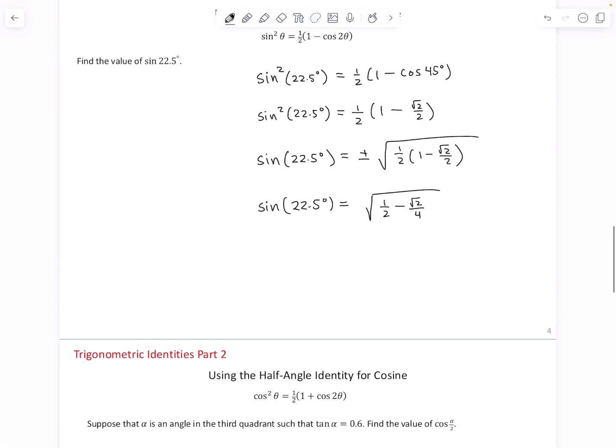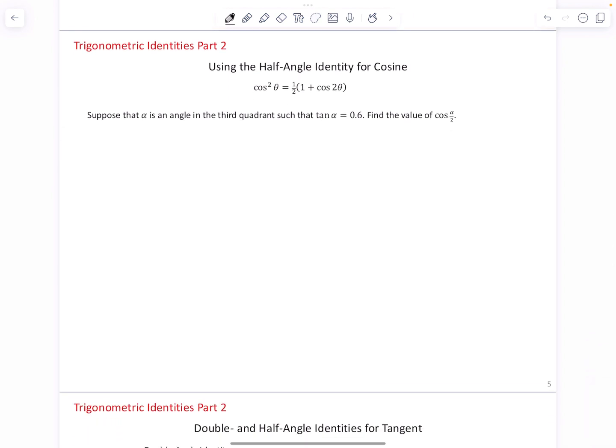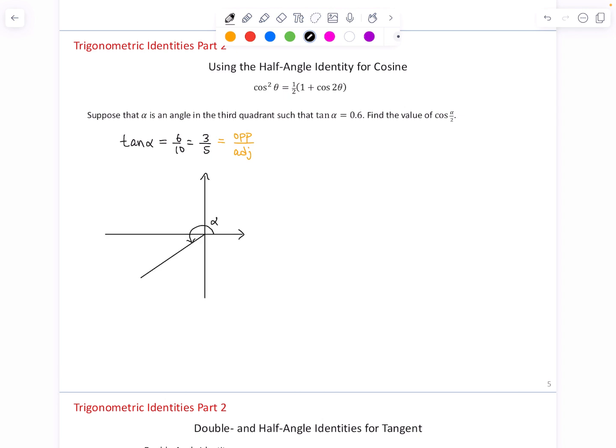Right, next slide. Let's use the half angle identity for cosine. Suppose that alpha is an angle in the third quadrant such that tangent of alpha is 0.6. Find the value of cosine of alpha halves. So the tangent of alpha is equal to 0.6, that's 6/10 or 3/5, and tangent is opposite over adjacent. So let's draw a picture of alpha being in the third quadrant. Again, I'll assume a positive value of alpha to rotate to this position.